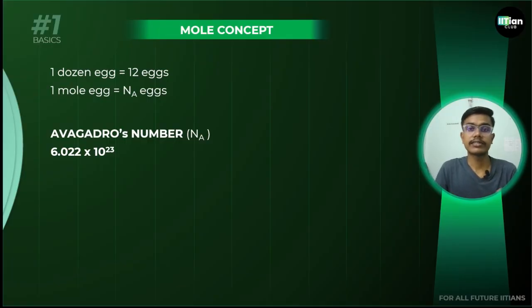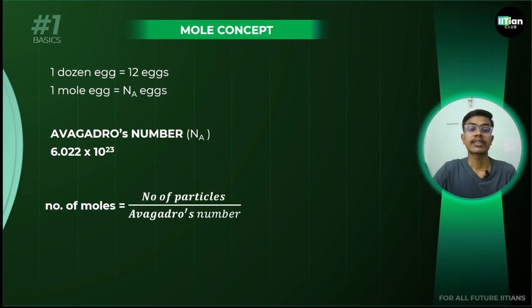1 dozen, you know it is 12. Similarly, 1 mole of something is Na of that. Na in the sense it is Avogadro number, 6.022 × 10^23. And so when you have some number of particles and you divide it with the Avogadro number, you will be getting the number of moles.